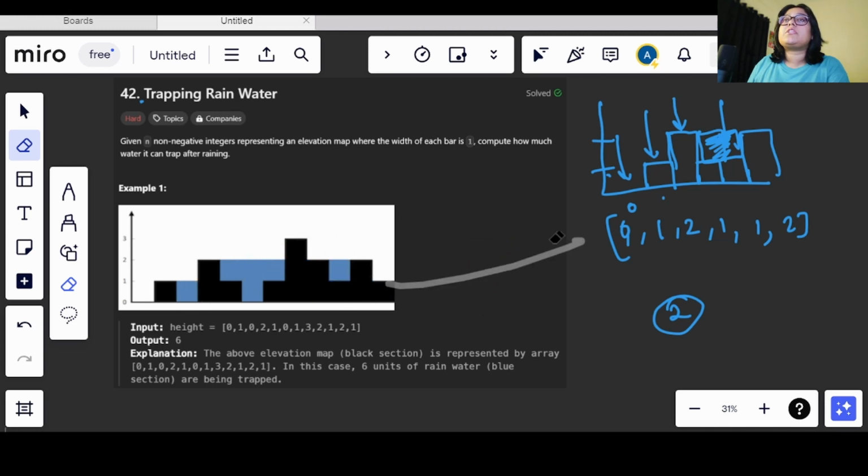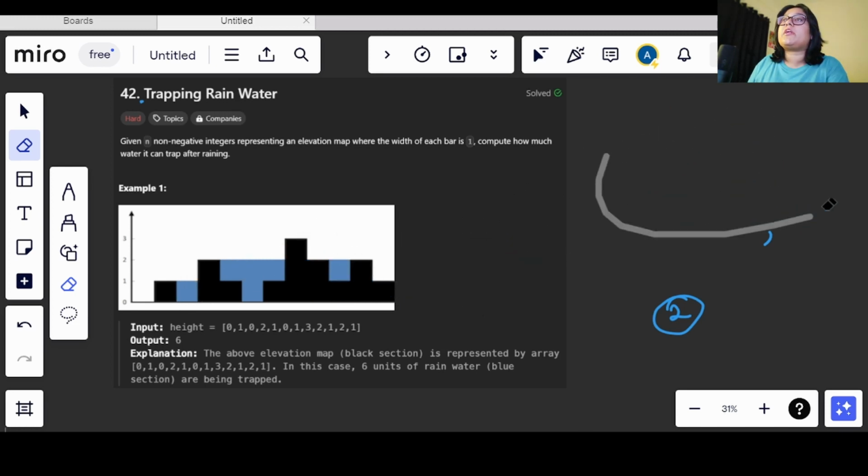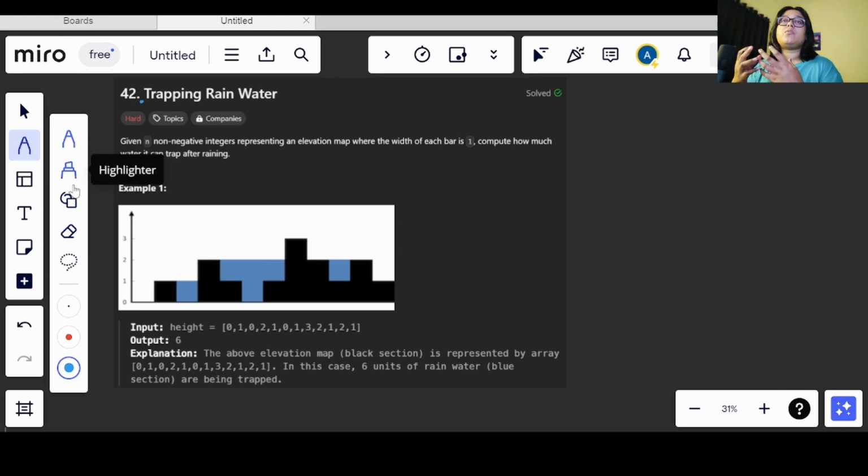Now the question comes, how do we approach the problem, right? How do we try to solve this problem, and how are we coming to know how much amount of water we need to store, right? So we'll start from here. We will be moving from left to right.